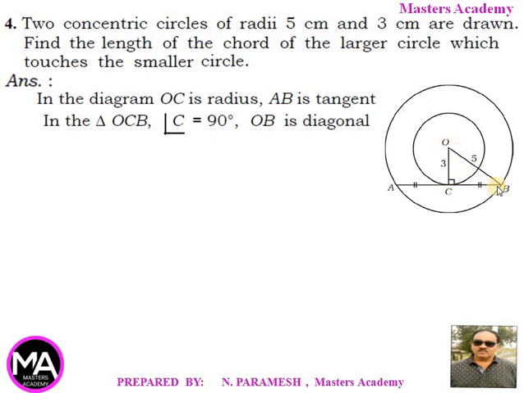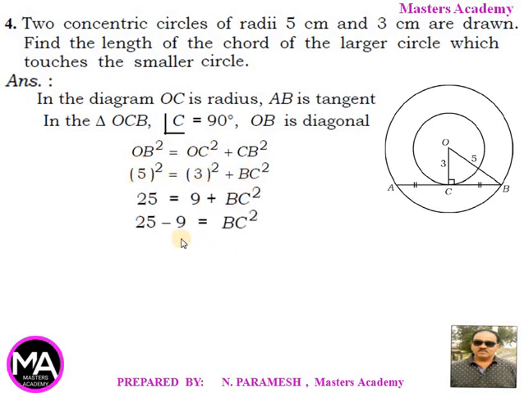OB is a hypotenuse. By applying Pythagoras theorem, OB square is equal to OC square plus CB square. 5 square is equal to 3 square plus BC square. 5 square is 25 is equal to 9 plus BC square. 25 minus 9 is equal to BC square. BC square is equal to 16. BC is equal to root 16, that is equal to 4 centimeter.